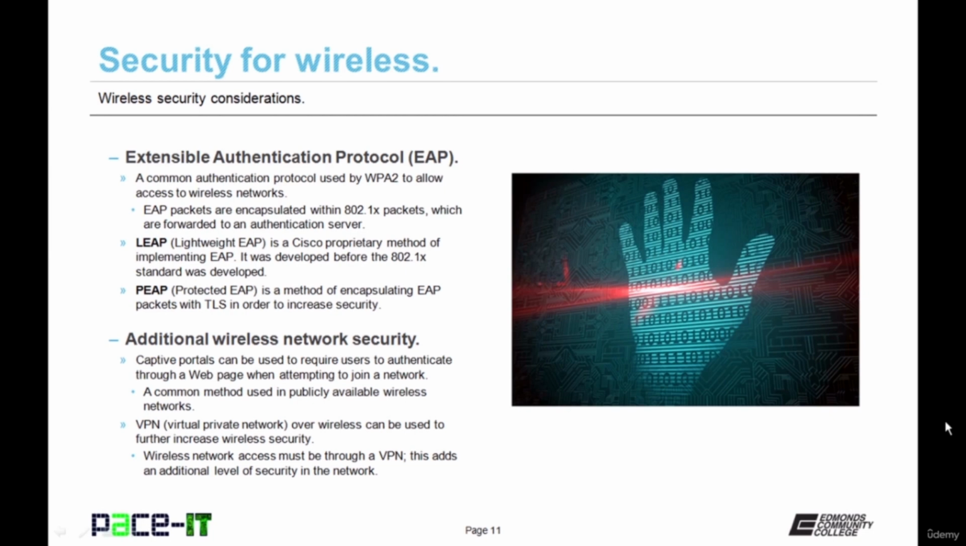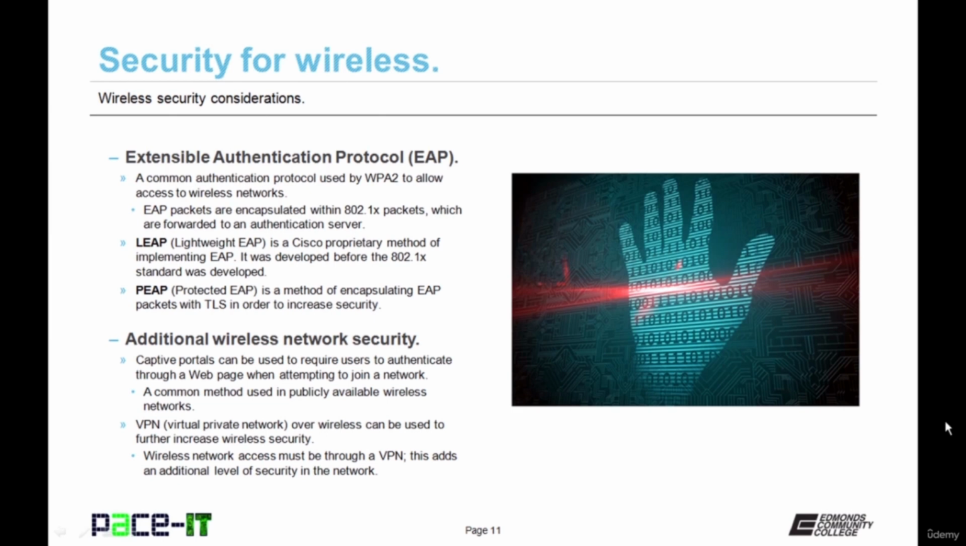First up is the captive portal. Captive portals can be used to require users to authenticate through a web page when attempting to join a network. They're a common method used in publicly available wireless networks. You know, when you agree to the terms of service when you sign on to a public wireless network, that is a captive portal. Then there's VPN over wireless, which can be used to further increase wireless security.